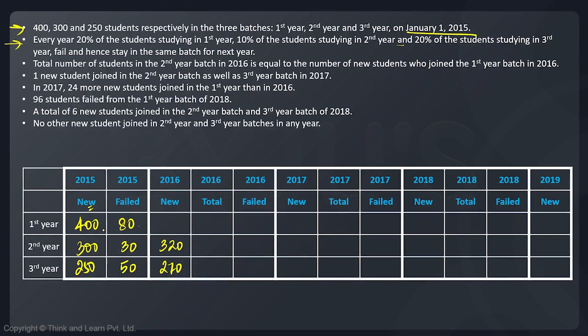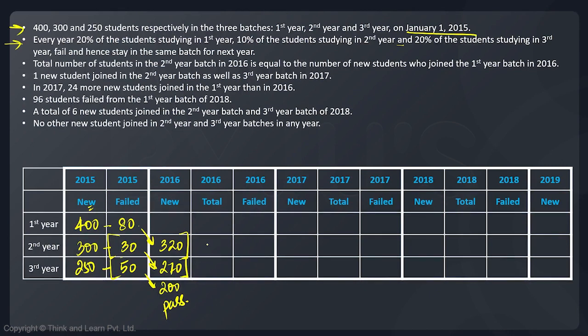out. So 400 minus 80 will go here, 300 minus 30, 270 will go here, 250 minus 50, 200, these are pass out students. And the new total students will be the sum of the students who failed in that year plus the students who have moved from the lower batch, right?